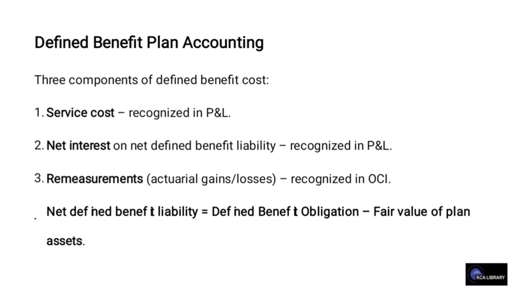For the defined benefit plan accounting, there are 3 components, and these include service cost, which is recognized in the profit and loss, and the net interest on net defined benefit liability, which is also recognized in the profit and loss, and the remeasurement, which is actuarial gain or losses, which is recognized in the other comprehensive income. And the net defined benefit liability is equal to defined benefit obligation minus fair value of plan assets.